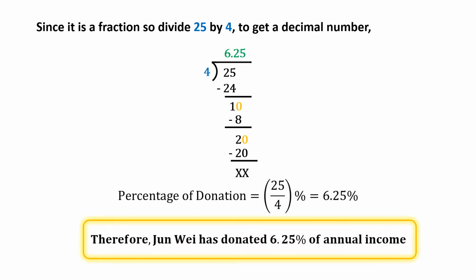Now convert fraction 25/4 to a decimal number by dividing 25 by 4. By dividing 25 by 4 we have 6.25, therefore, Junwei has donated 6.25% of annual income.